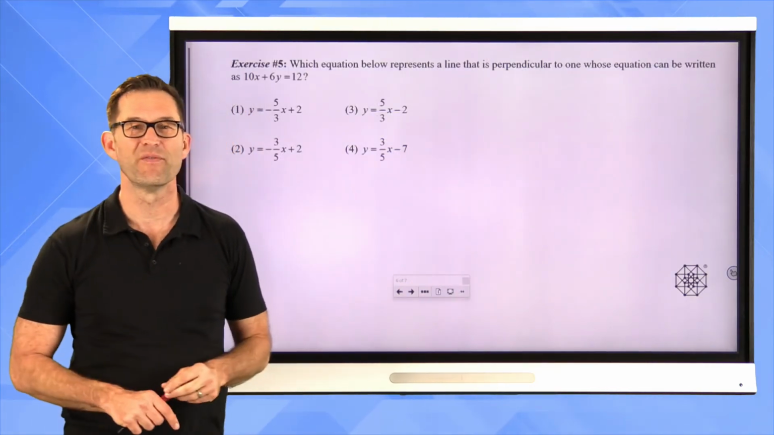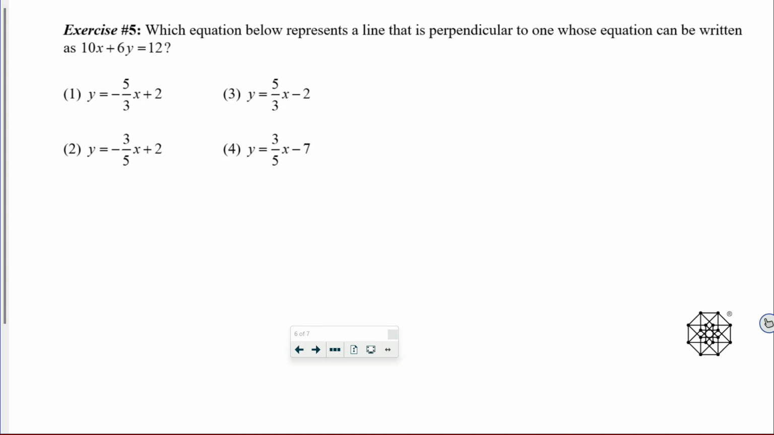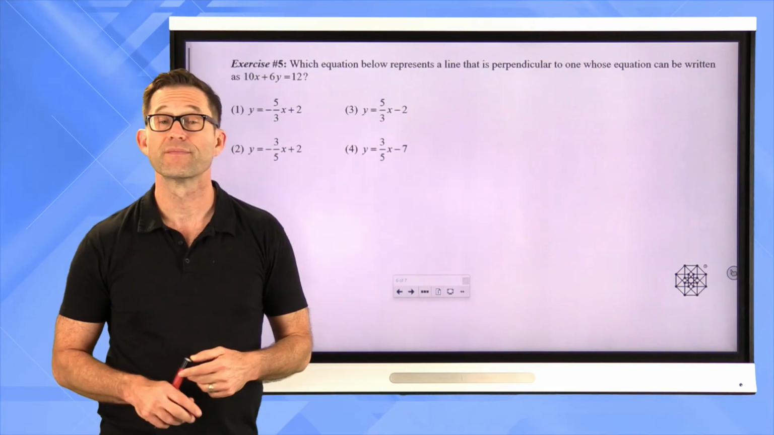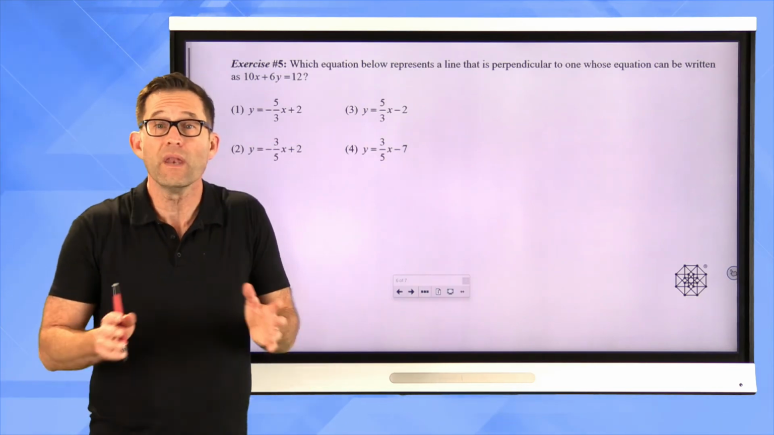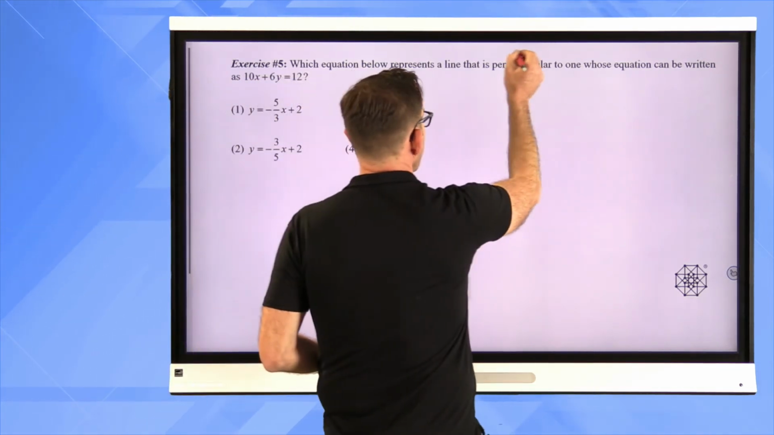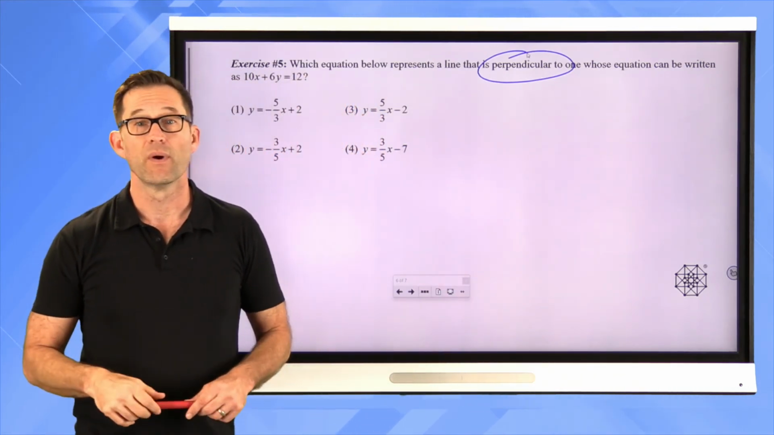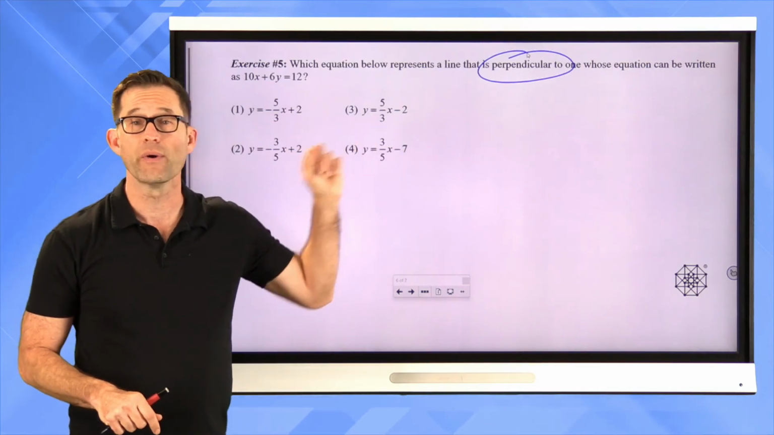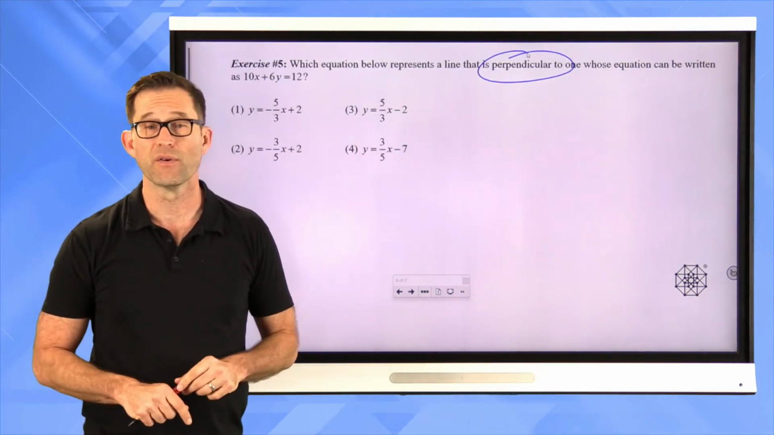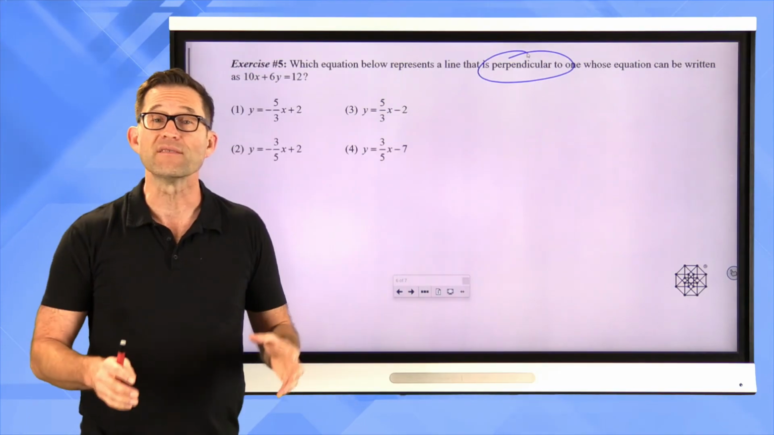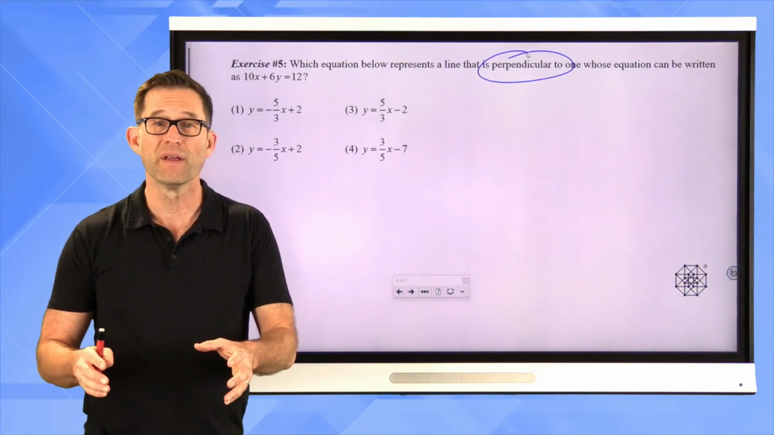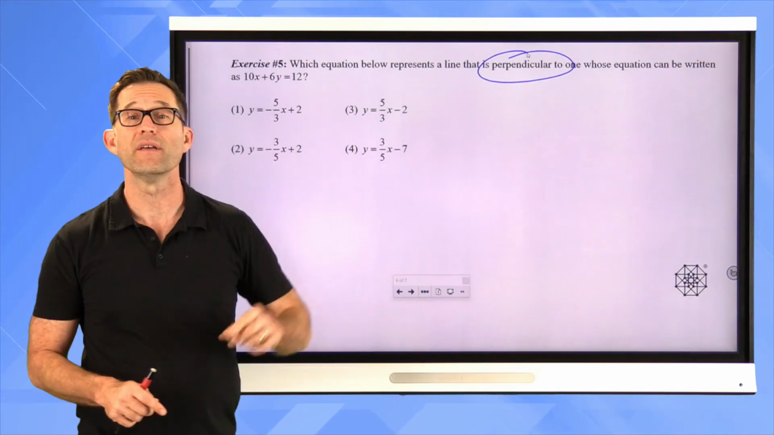Easy. Exercise number 5. Which equation below represents a line that is perpendicular to one whose equation can be written as 10x plus 6y equals 12? All right. Well, we know that when we're talking about perpendicular lines, we're talking about negative reciprocal slopes, right? And of course, it's easy to look at these 4 choices and see what the slope of each one of those lines is, because they're all written in slope-intercept form. The problem is the line they start us off with is not.